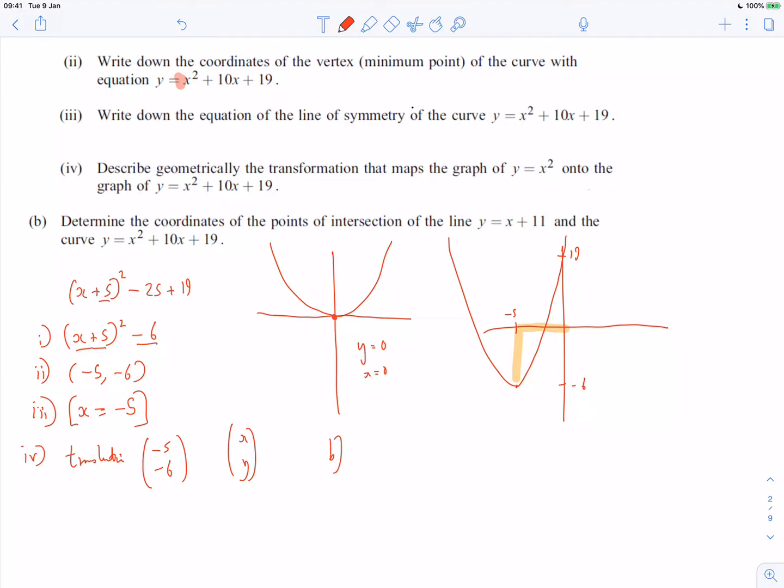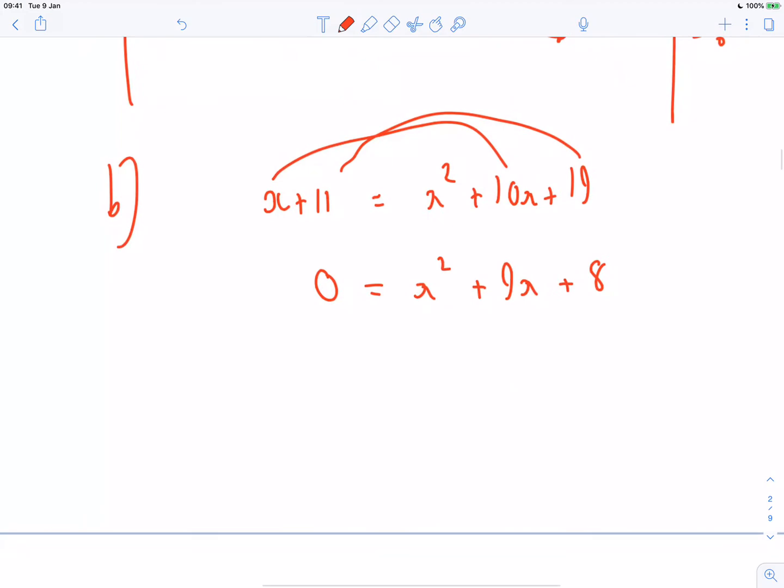Part B, determine the coordinates of the intersection points of the line y equals x plus 11 and that. Okay, so we're going to solve simultaneously. So let x plus 11 equal x squared plus 10x plus 19. So we subtract that over, so we're going to get x squared, 10x minus x is going to be plus 9x, and 19 minus 11 is plus 8. Well, I think this factorises, does it not? Because I can think of two numbers that add to the middle, which is 9, and multiply to 1 times 8, which is 8. And those two numbers are 1 and 8.